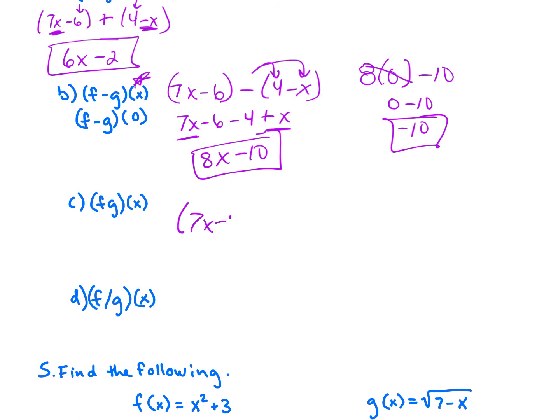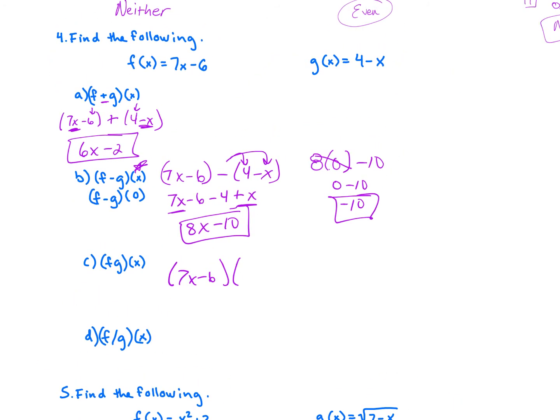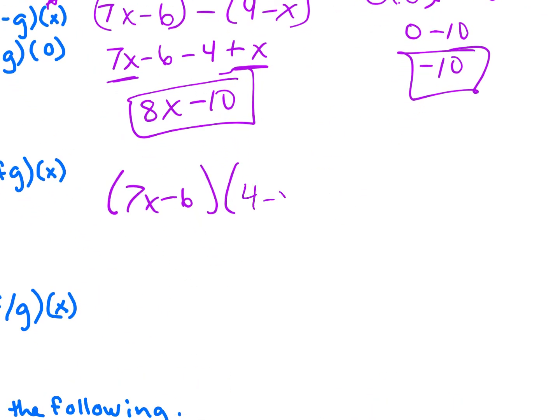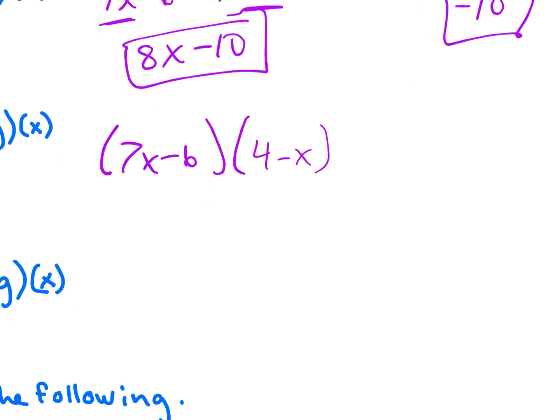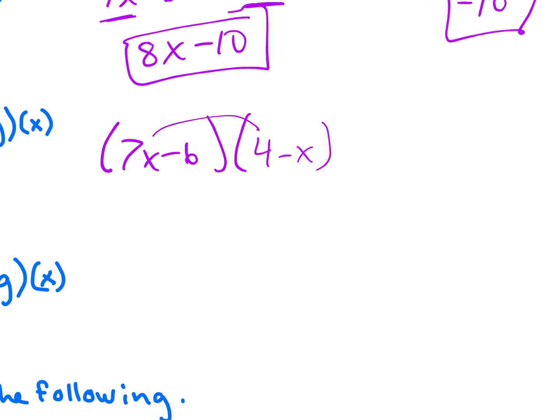7x minus 6 times 4 minus x. Do we know how to FOIL? Absolutely. 7x times 4 is 28x. 7x times negative x is minus 7x squared. Negative 6 times 4, negative 24, good. Negative 6 times negative x is plus 6x.